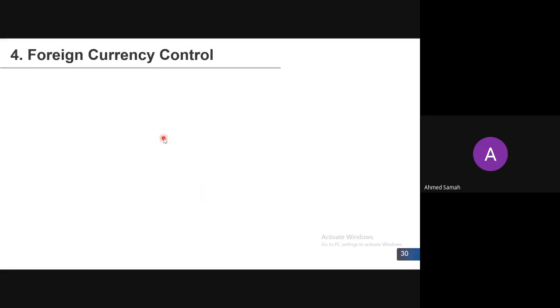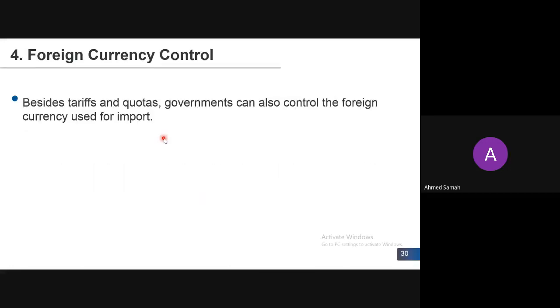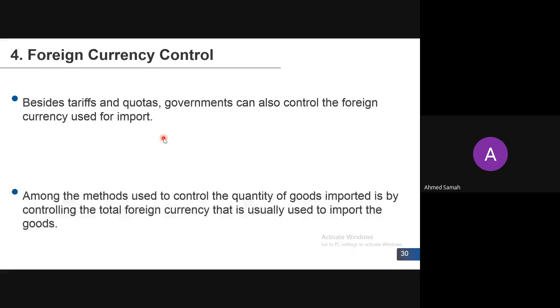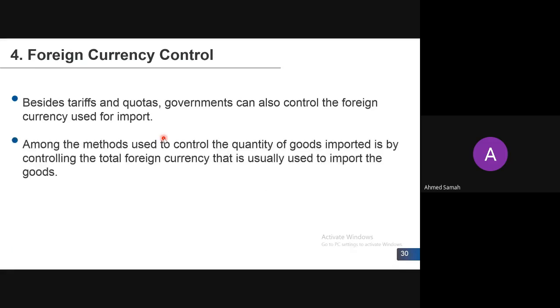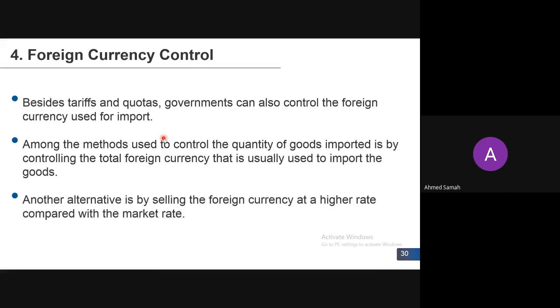Then there is foreign currency control. Besides the previously mentioned things, the government can also control the foreign currency used for imports. Among the methods used to control the quantity of goods imported is controlling the total foreign currency that is usually used to import the goods. Another alternative is selling the foreign currency at a higher rate compared to the market rate.